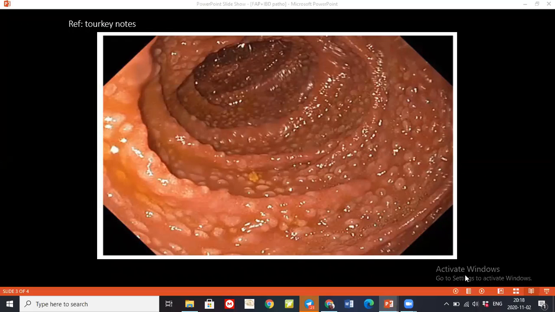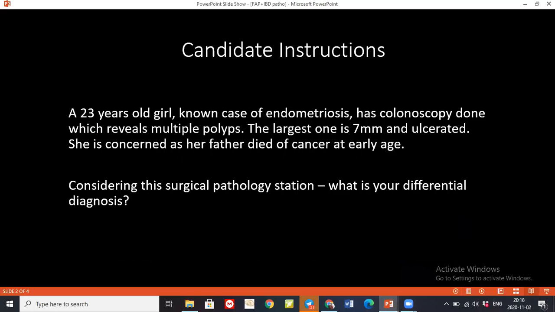Staging by Duke classification and TNM staging. The Duke classification is classified into four grades. Grade A confined to the mucosa, B through the muscle, and C to the lymph node, and D distant metastasis. And the TNM staging is classified as Tis in the mucosa, and T1 through the muscularis mucosa extending to the submucosa, and T2 the submucosa extending to the muscularis propria, and T3 through the muscularis propria and to the serosa, and T4 from the serosa and to the adjacent organ.